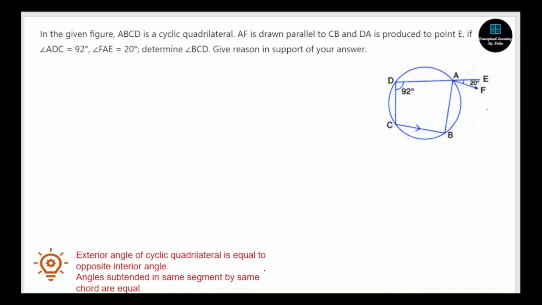Now, next question. It says that ABCD is a cyclic quadrilateral, AF is parallel to BC, see, these are parallel, and DA is produced to point E. If angle ADB is 90 degrees and angle FAE, this angle, is 20 degrees, then we have to find angle BCD. Where is BCD? This. We have to find this. Now, first thing, ABCD is a cyclic quadrilateral. So what can I say about this angle?